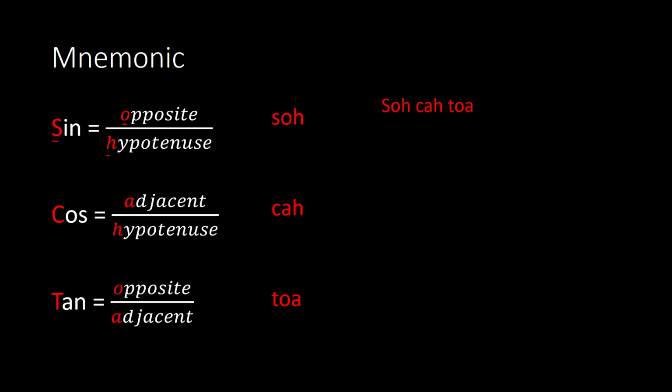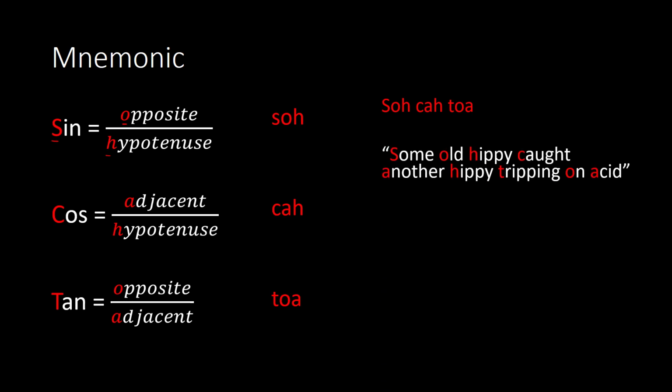And if you want to go one step further, you could take each of those letters and make a word that corresponds with it to help you remember SOHCAHTOA. You could take the SOH, CAH, and TOA to come up with the phrase, some old hippie caught another hippie tripping on acid. Both are kind of weird ways to remember, but hopefully one of these will help you remember the different trig ratios.